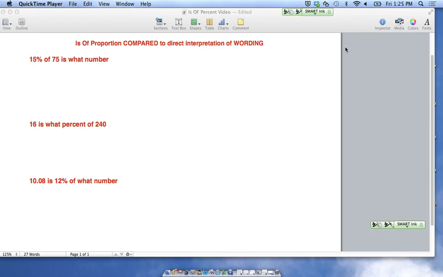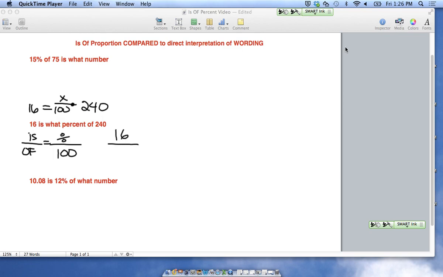Okay, 16 is what percent of 240? As I'm reading it, I'm writing the equation as I'm reading it. Setting this up directly into proportions looks like this. 16 is, the word "is" is associated with 16, so 16 is the numerator. 16 is what percent of, the word "of" is associated with 240. The percent is what I don't know.